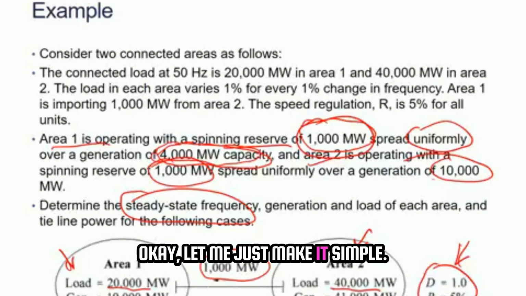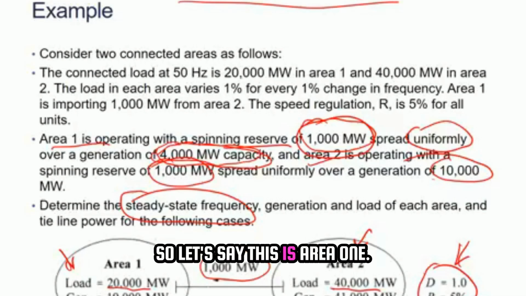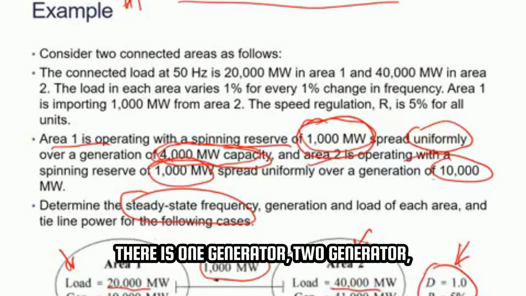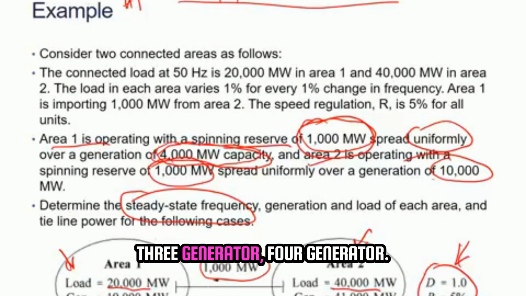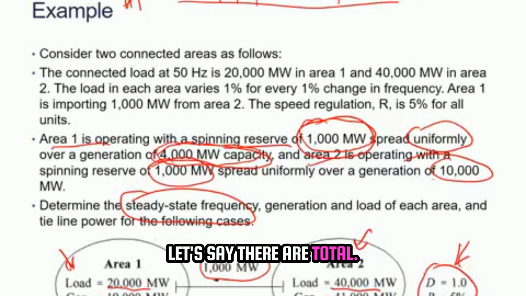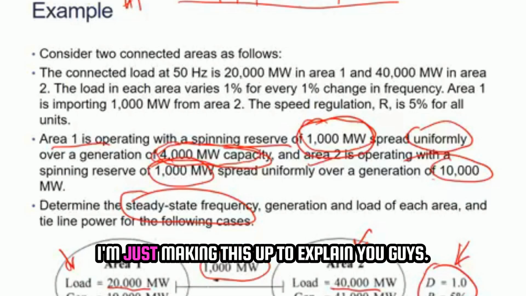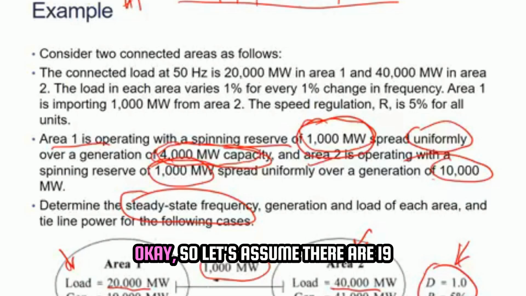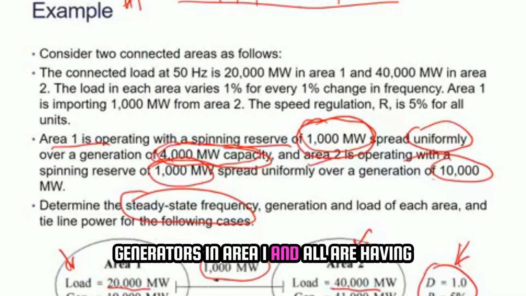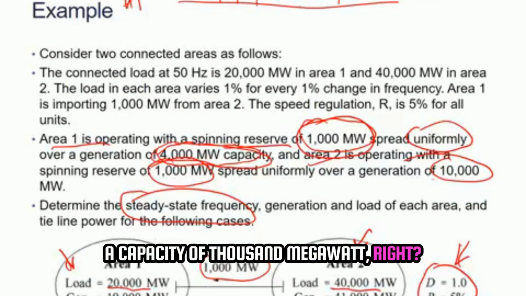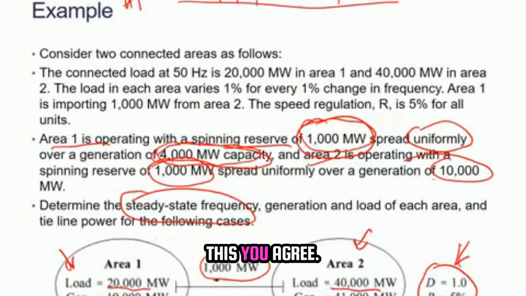Okay, let me make it simple. Let's say this is area 1. There is one generator, two generator, three generator, four generator. Let's say there are a total of 19 generators, and each generator has a capacity of 1000 megawatt. I'm just giving an example. This is not given in the question and is not required. I'm just making this up to explain to you guys. So let's assume there are 19 generators in area 1 and all have a capacity of 1000 megawatt, right? So the sum will be 19,000 megawatt. Do you agree?